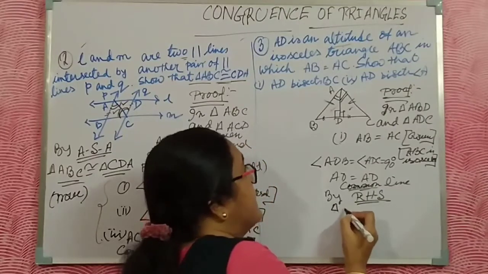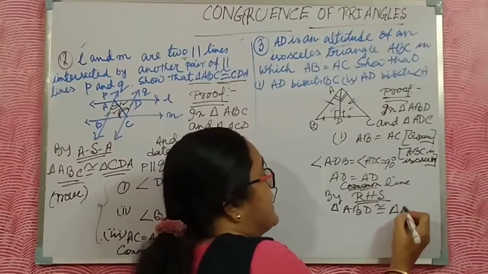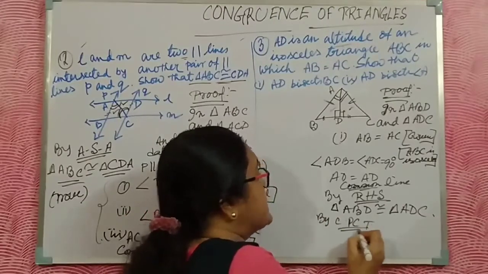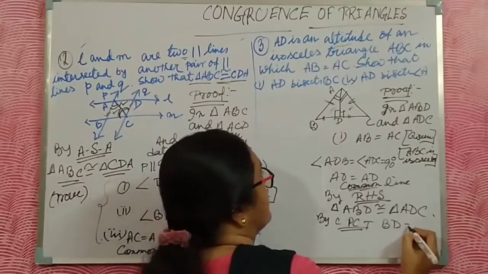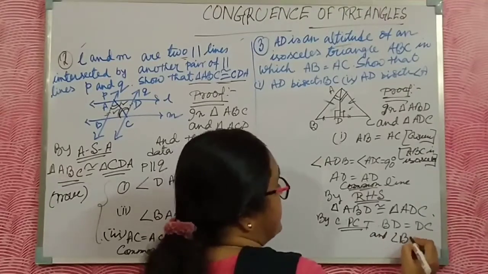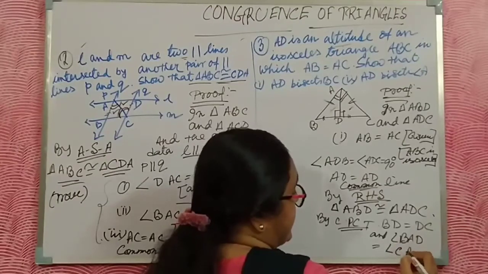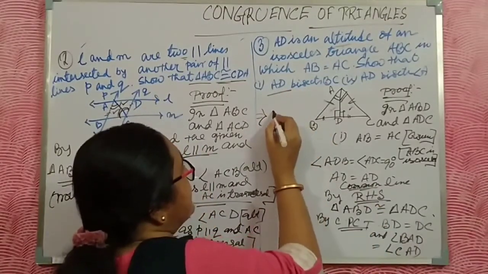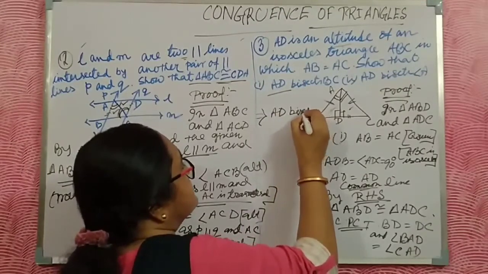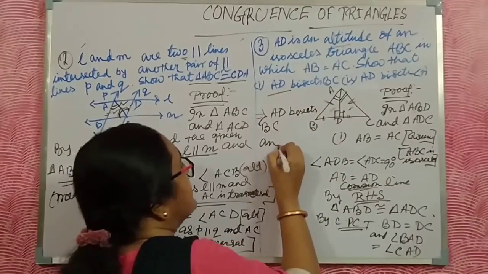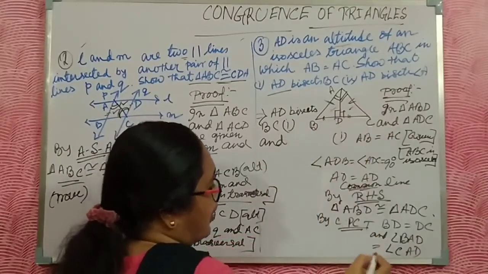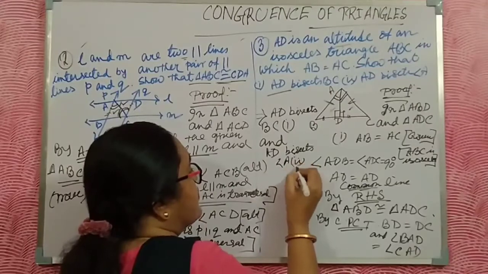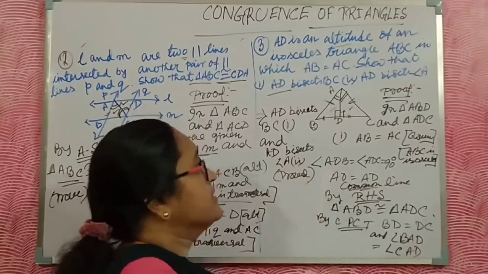We can say triangle ABD is congruent to triangle ACD. And by CPCT we can say these sides BD is equal to DC and angle BAD is equal to angle CAD, and that implies AD bisects BC, and this is the first proof, and also AD bisects angle A. This is the second proof. Now my question is proved here.